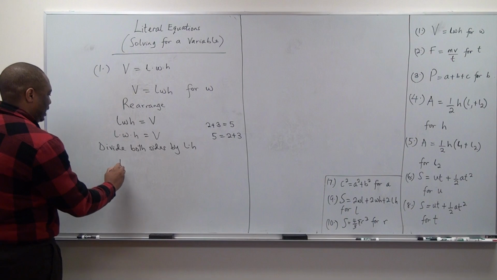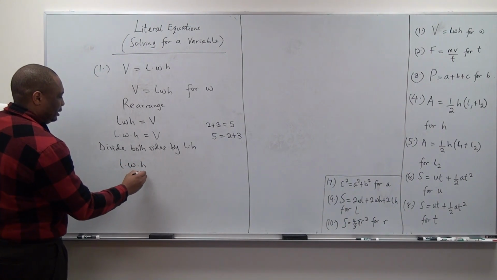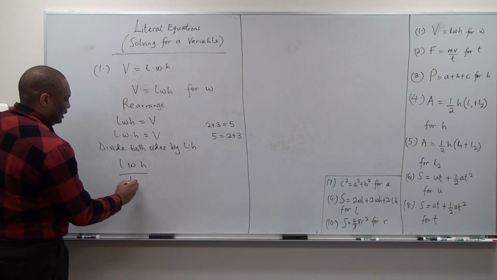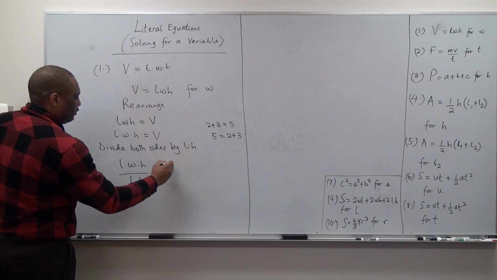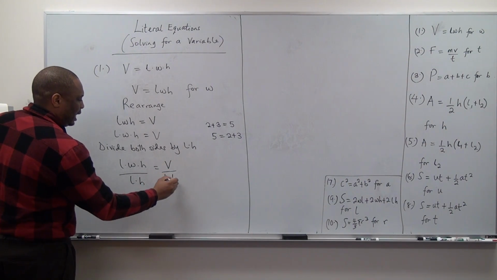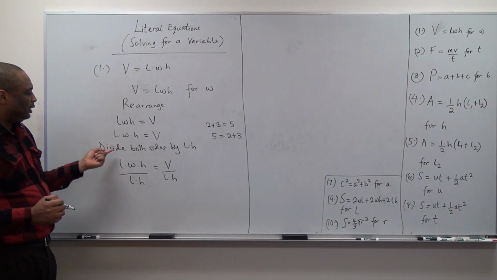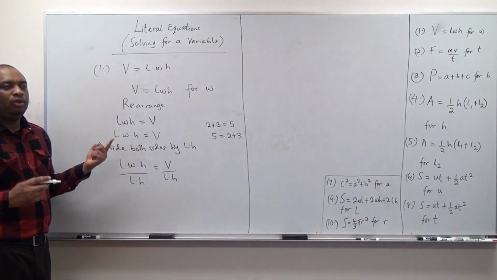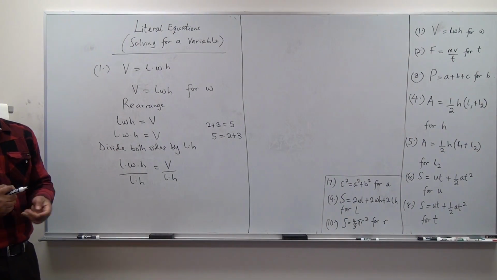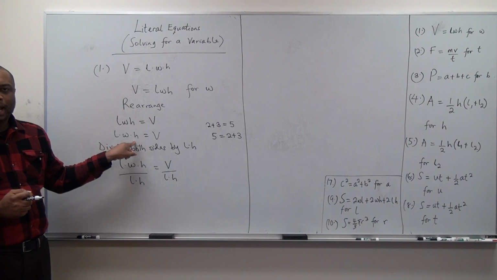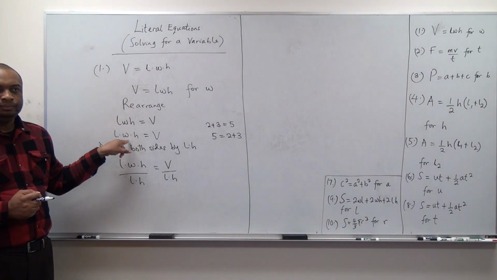So you now have length times width times height all over length times height equal to volume all over length times height. Now when you have it this way, why do we use divide? We are using division because it is being multiplied by W.